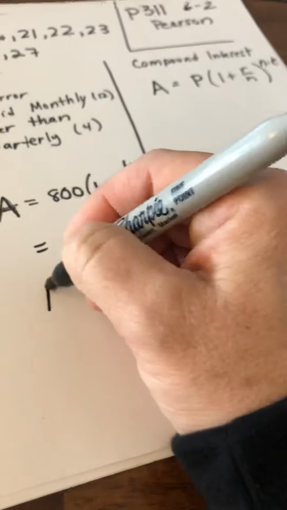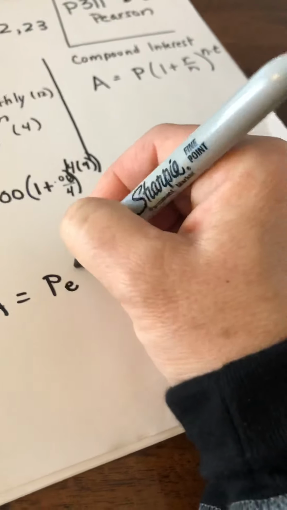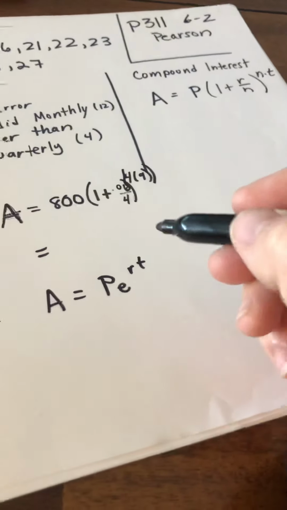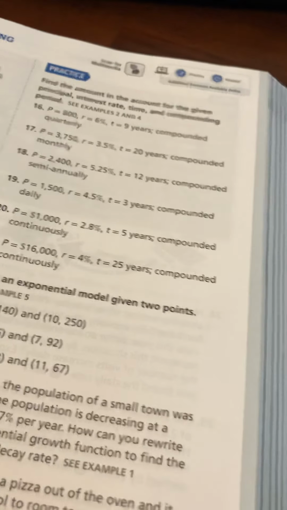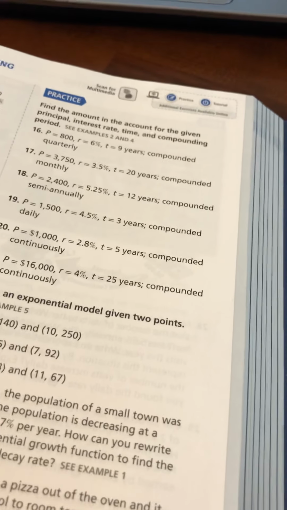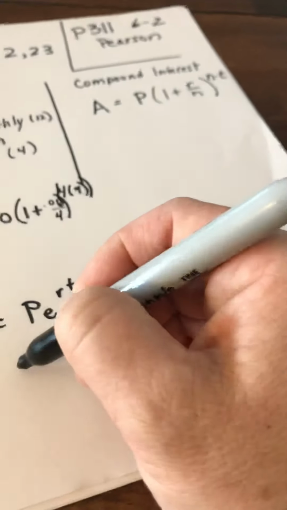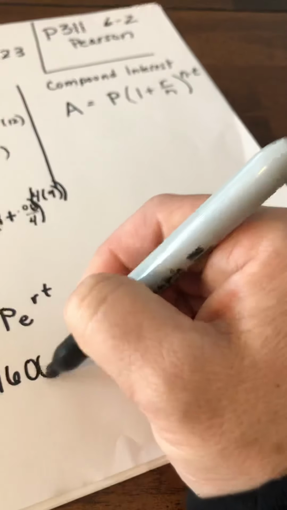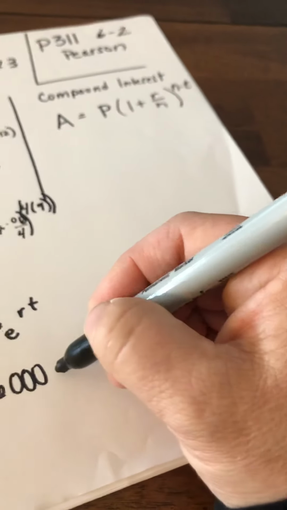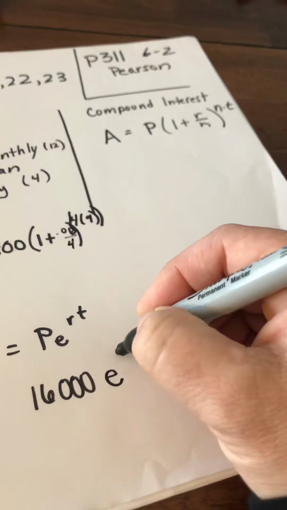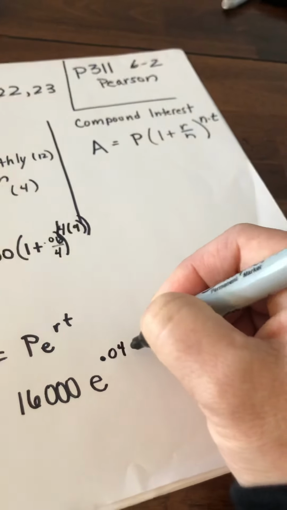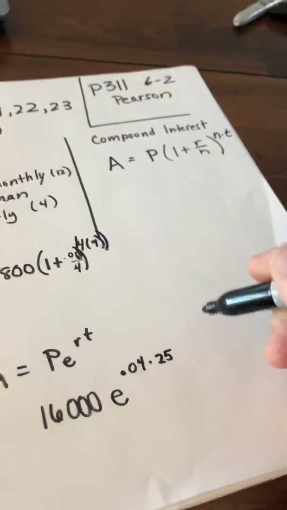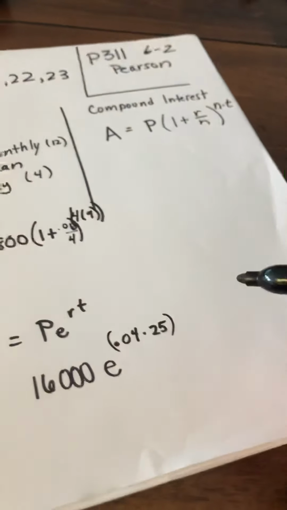So for 21, I'm going to use that formula: A equals P e to the RT. People say PERT. On this problem, we knew the starting number was 16,000, the rate was 4%, and the time was 25. It's literally just plug that stuff in and then calculate it. So 16,000 e to the 0.04 times 25.